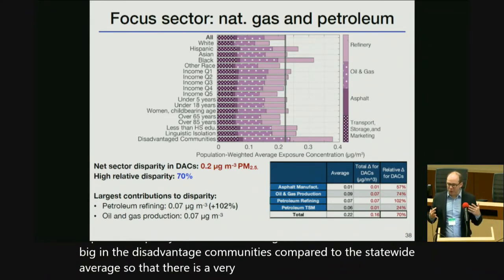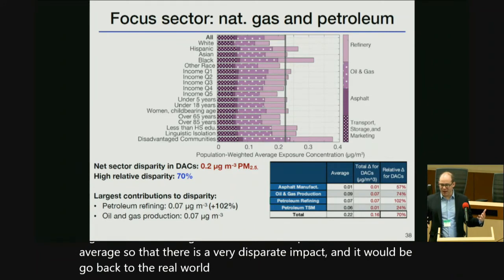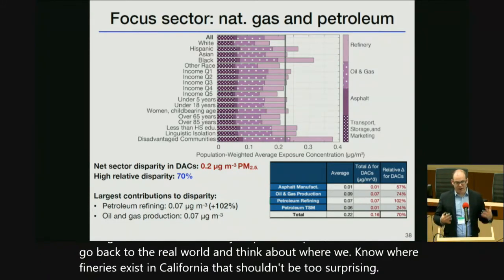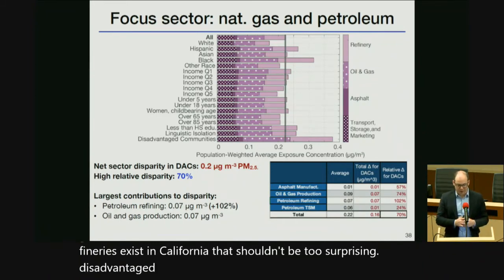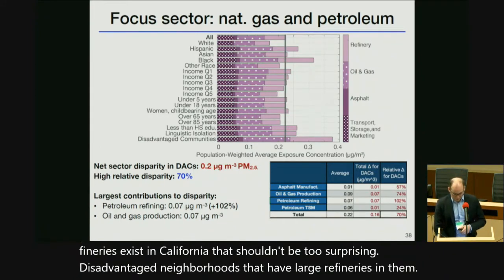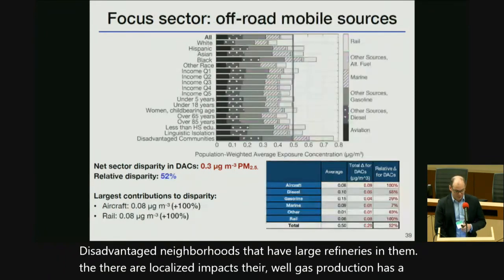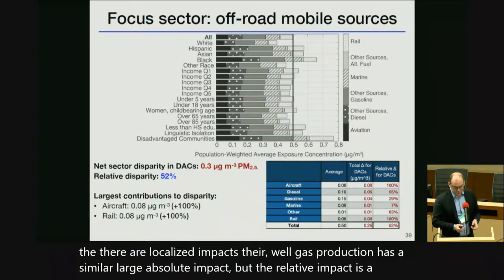And if we go back to the real world and think about where we know refineries exist in California, that shouldn't be too surprising, given the kind of disadvantaged neighborhoods that have large refineries in them. There are localized impacts there. Oil and gas production has a similarly large absolute impact, but the relative impact is a little bit less big.